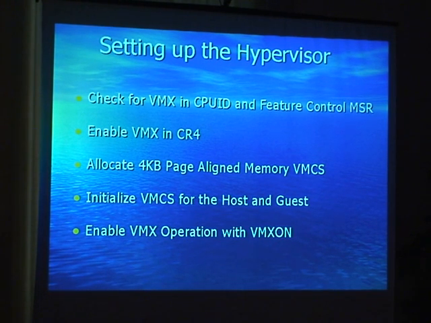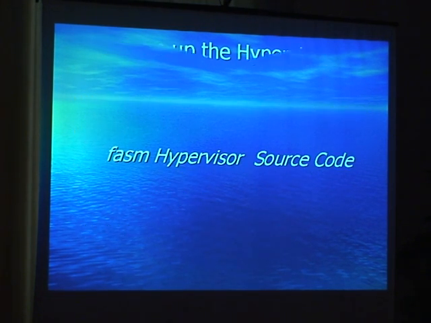So again, this is almost redundant, but before you can set it up, some of the basic things that you do as a programmer: you make sure that the processor you're talking to is an Intel, and that it supports VMX. There are a number of checks you have to go through, some bits you have to check and or set in control register 4. You have to allocate 4 kilobyte page-aligned memory for your VMCS. You have to initialize it both for the guest and the host, the hypervisor and the virtual machine. And then you have to enable it. I'll skip over the source code review.